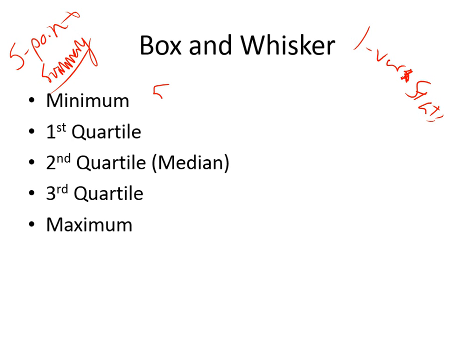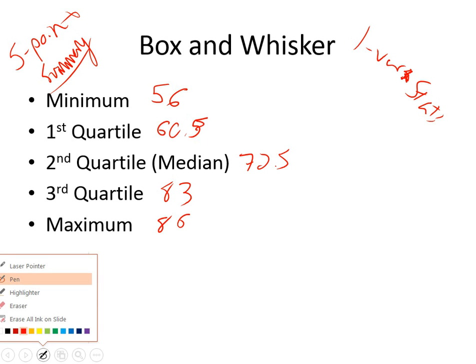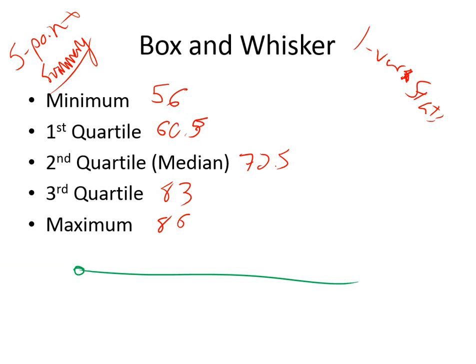So your min was 56, your first quartile was 60.5. Your median was 72.5, your third quartile was 83, and your maximum was 86. Now what you're going to do is plot all these points on a number line. So 56, 86, about 72 is probably about there, 72.5, 60.5 is about there, and 83 is about there, approximately.